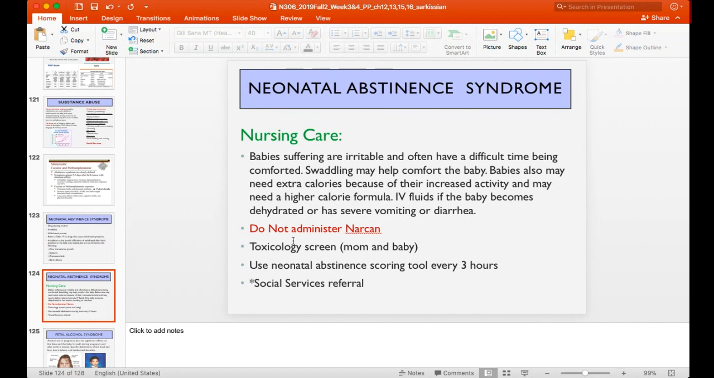So sad. So do not administer Narcan to the baby. Notice that this is written in red here, okay? Well, we really try not to give it to moms either, right? We can do a toxicology screen on the newborn, collect their urine. It's a little difficult, but we can collect it. Okay, how about mom? Do I have to get her consent, you think?